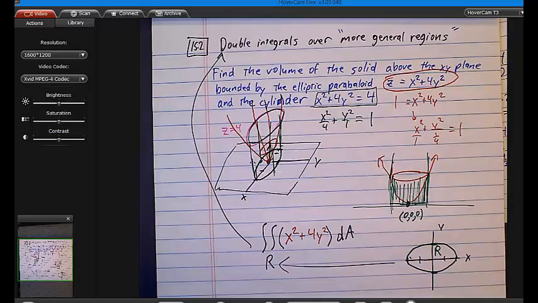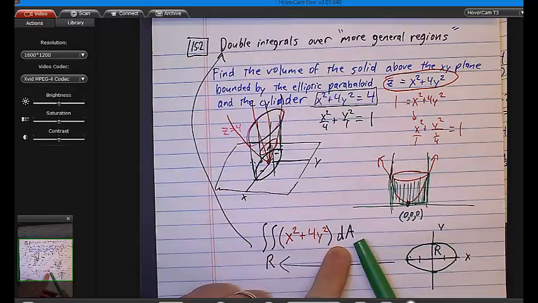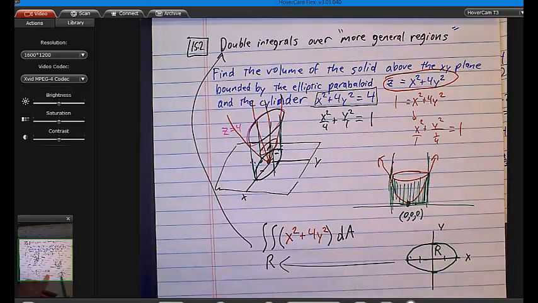So is your region R always the shape of whatever's at the base of the plane? Yeah, the region R is going to be on the xy plane. It's the region where those little tiny rectangles with area A are going to show up inside. So it's important to sketch that region.